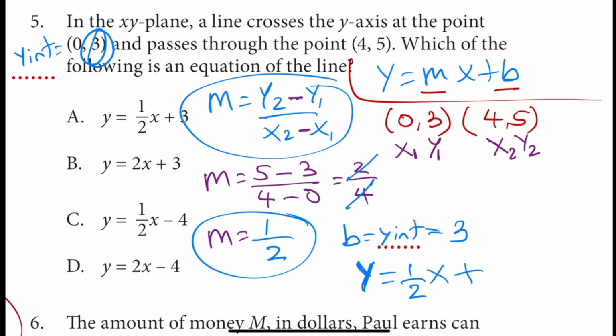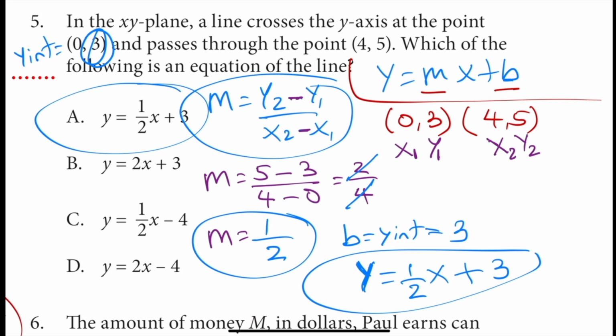X plus b, which is 3. My slope is half. My y-intercept is 3. Therefore, my equation, my answer is the A. Excellent.